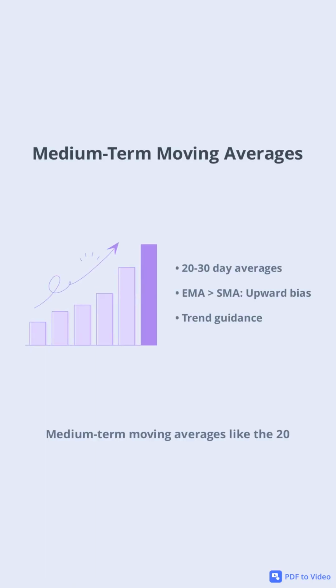Medium-term moving averages, like the 20, 21, 25, and 30-day SMAs and EMAs, help smooth out short-term fluctuations and highlight emerging trends. For Meta, these averages range from 631.85 to 650.75, with EMAs generally higher than SMAs, indicating a slight upward bias in recent price action. These levels often act as dynamic support or resistance, guiding traders in their decision-making. Watching how the price interacts with these averages can signal potential trend reversals or continuations.